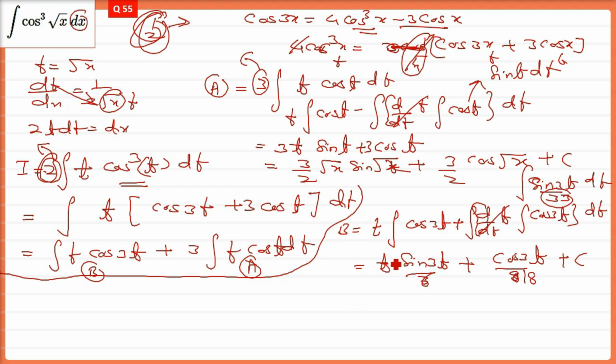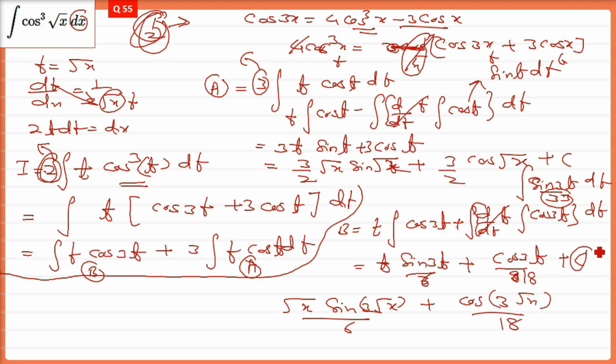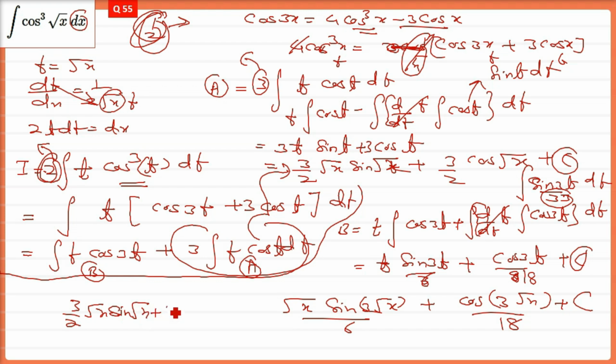Now we'll replace this t by under root x and write the final b. So it will be root x sin 3 root x divided by 6 plus cos 3 root x divided by 18. And this constant of integration will be combined. Both of them we are going to combine, because I am writing the first term, and the second term will be added again, because we have already done that. If you remember, a was already complete. So I am writing it just now: 3 by 2 under root x sin root x plus 3 by 2 cos root x plus constant of integration, that will be combined for the last one. That's your final answer. This is the final integration.